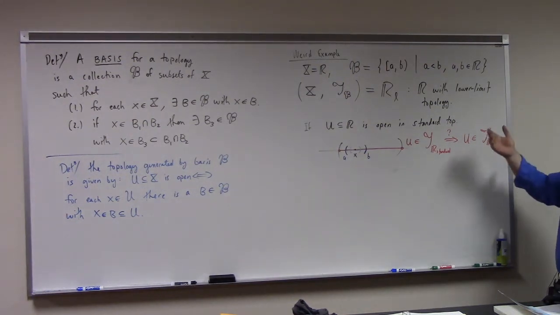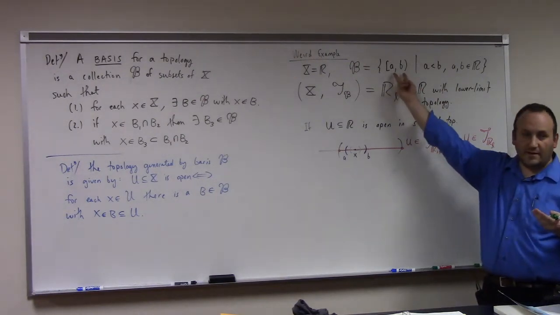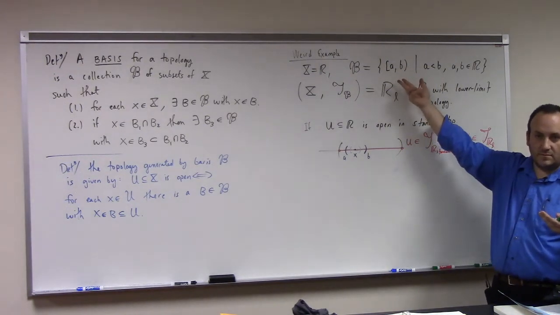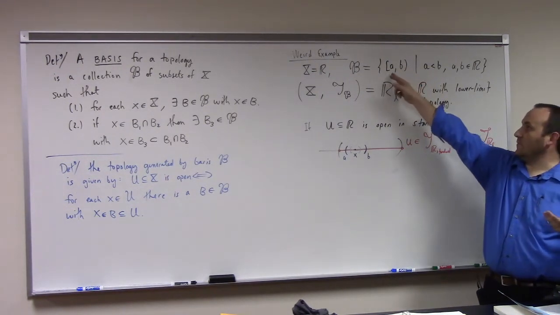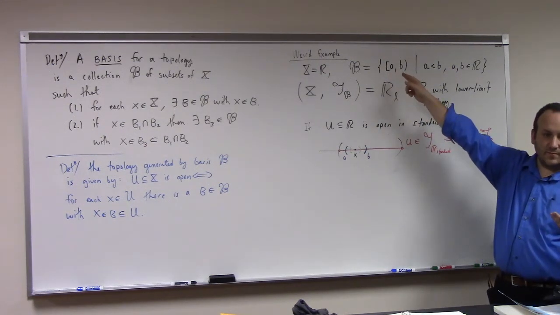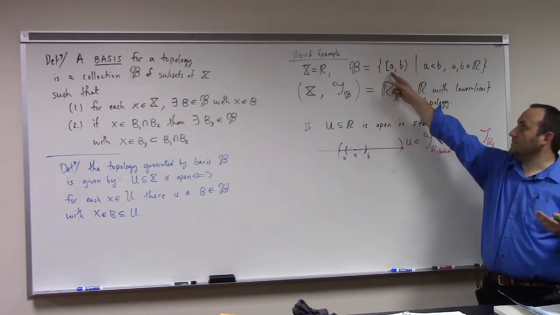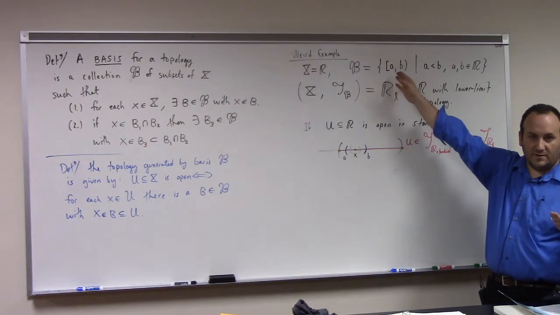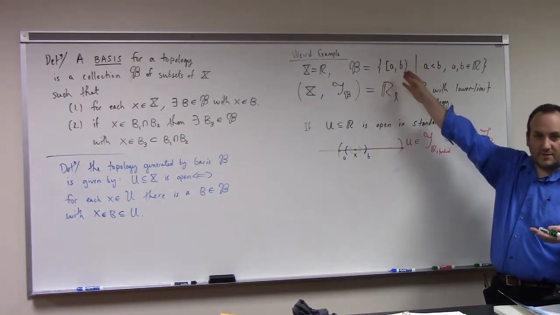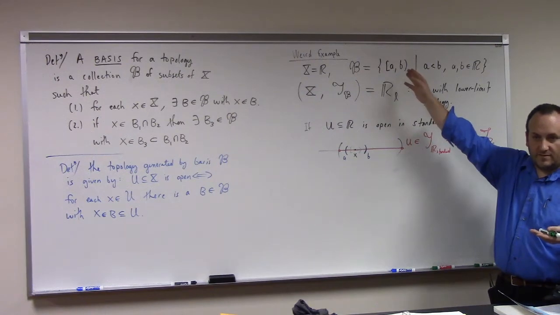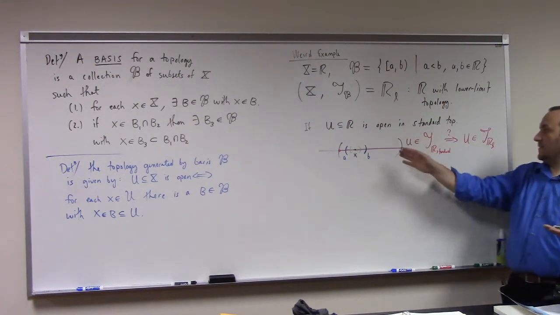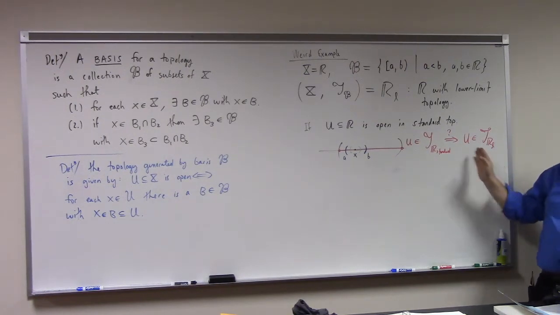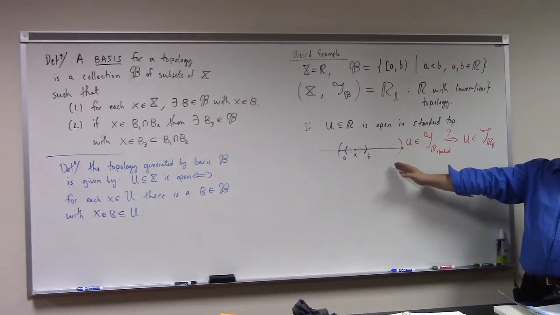Well, no. These right here are not open in the usual topology, right? That point a is not an interior point for this set, so therefore this is not open in the metric topology. But by definition, it's open in the lower limit topology. So what this says is open in the metric implies open in the lower limit topology. However, open in the lower limit topology does not necessarily imply open in the metric topology.